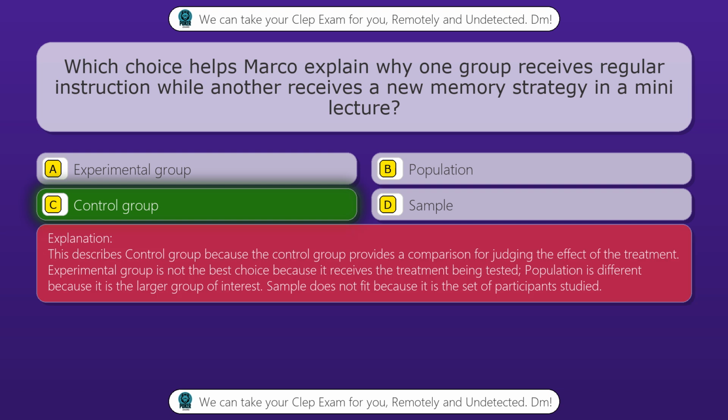This describes control group because the control group provides a comparison for judging the effect of the treatment. Experimental group is not the best choice because it receives the treatment being tested. Population is different because it is the larger group of interest. Sample does not fit because it is the set of participants studied.